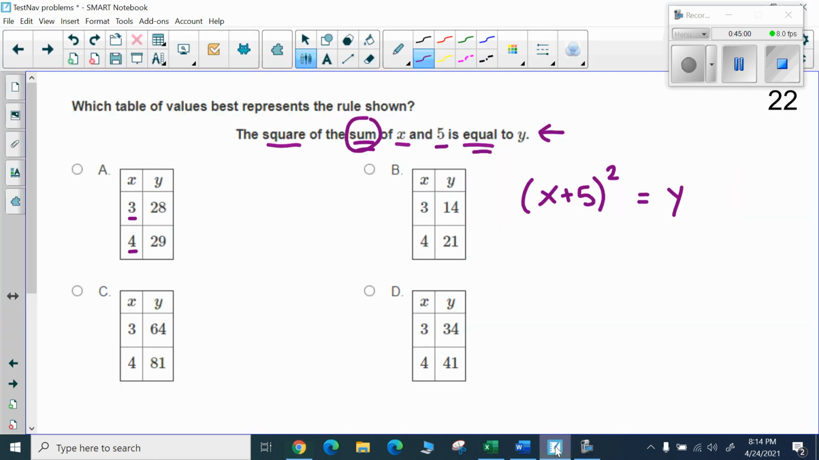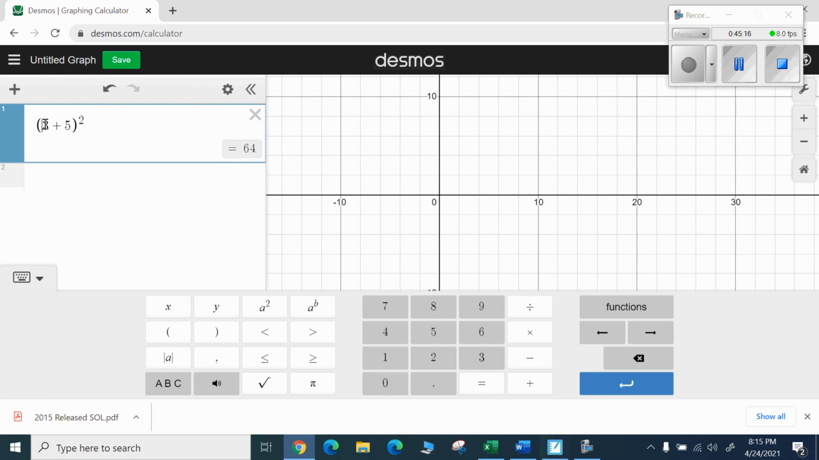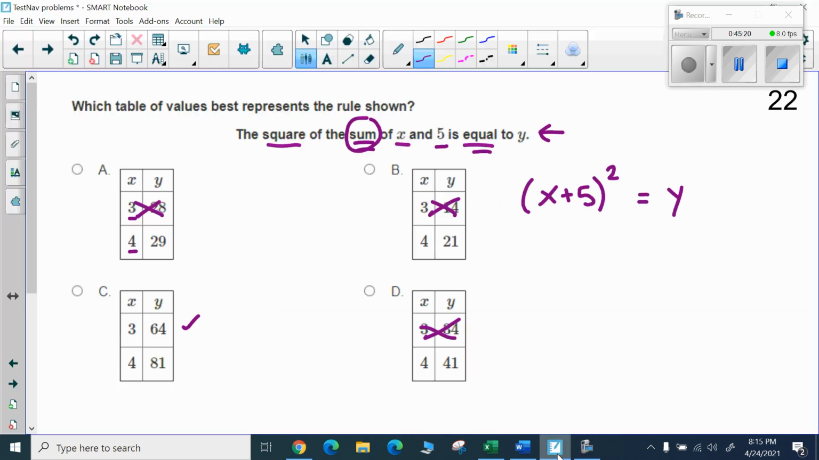So let's look at our answers. 328, nope. 314, nope. 364, yep. 334, nope. Looks like this is the answer, but you know what? I'm going to test 4 just to make sure. So I should get 81. Let's go back and change that to a 4. There we go, 81. So this is the correct answer.